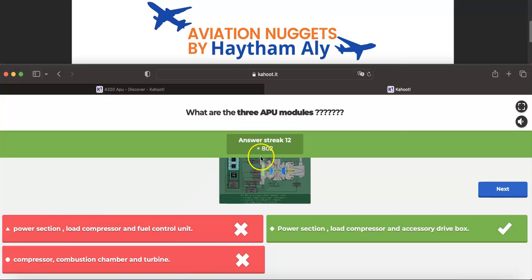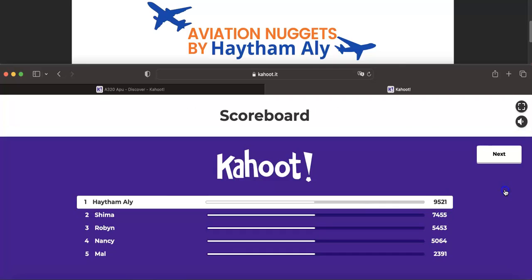Also, the accessory gearbox is composed of other components like the fuel control unit, oil pump and oil components. We have also a permanent magnet alternator to supply the ECB of the APU with electrical power when the APU is running. And we have a fan to ventilate the APU compartment with air. All these components are located on the accessory gearbox. Okay, everybody, let's proceed. Next question.